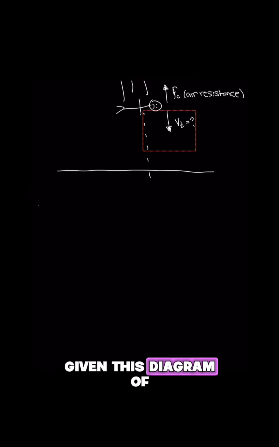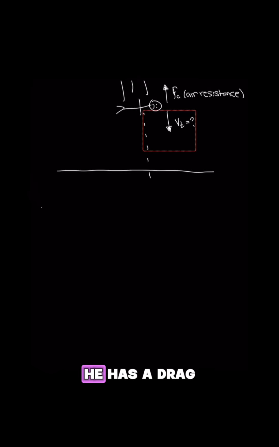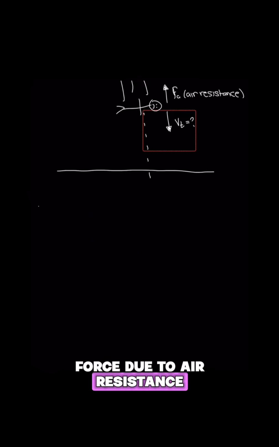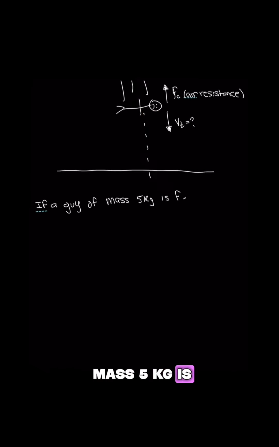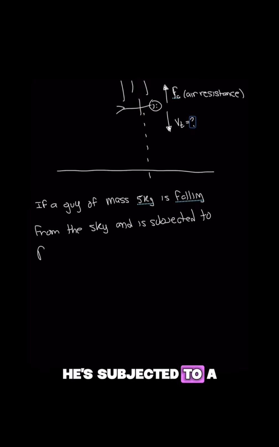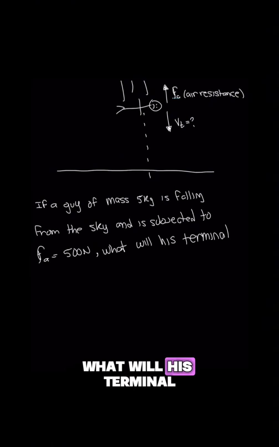All right, so say given this diagram of a guy falling through the sky. He has a drag force due to air resistance, and he's falling at a terminal velocity. And the question says, if a guy of mass 5 kilograms is falling from the sky, he's subjected to a drag force of 500 newtons. What will his terminal velocity be?